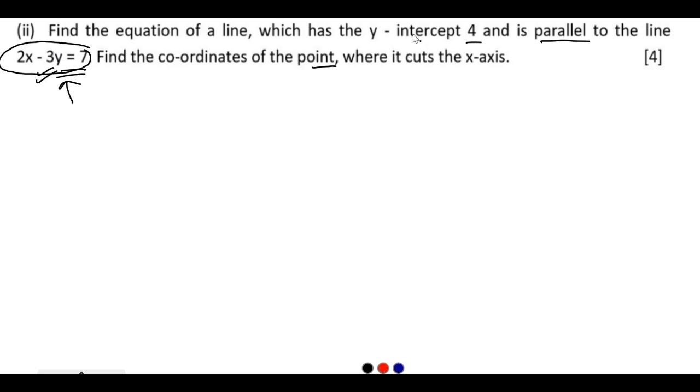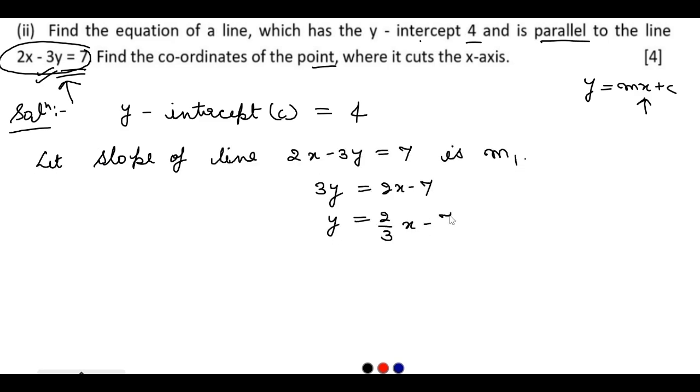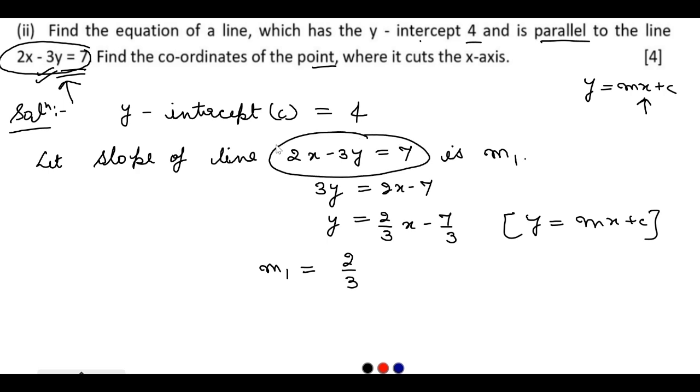Slope and y-intercept c are given. Then we can find the equation of the line by y is equal to mx plus c, and then find the coordinates of the point where it cuts the x-axis. On the x-axis y should be 0. Using this we can find the value of x, then the coordinates of the point. Compared with y is equal to mx plus c, m1 is equal to 2 by 3. Slope of this line is 2 by 3.